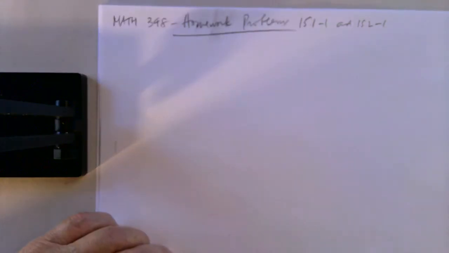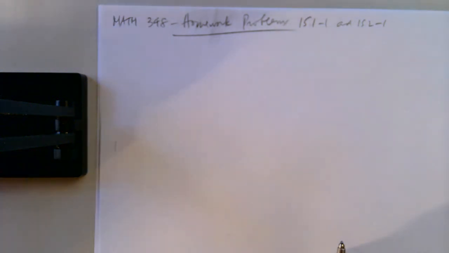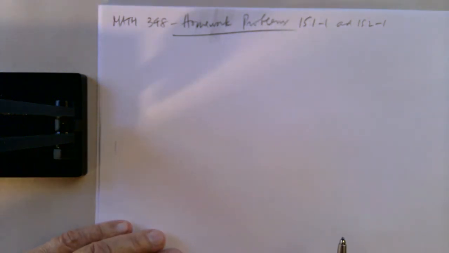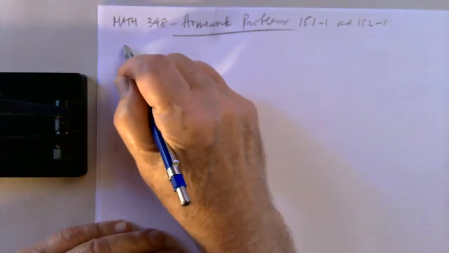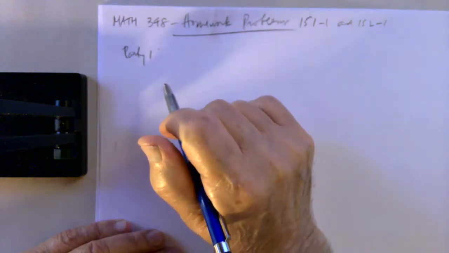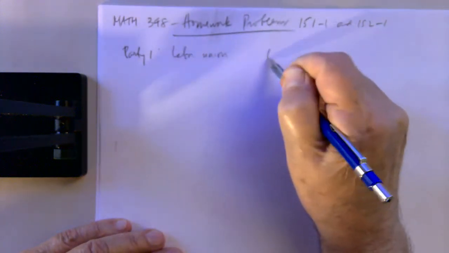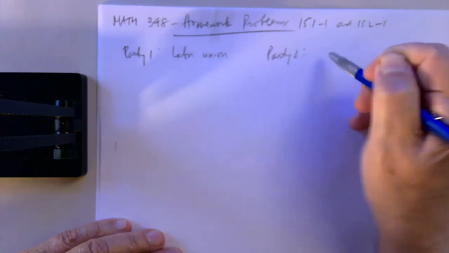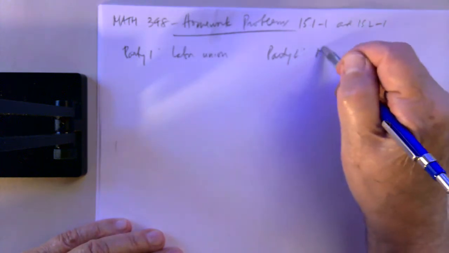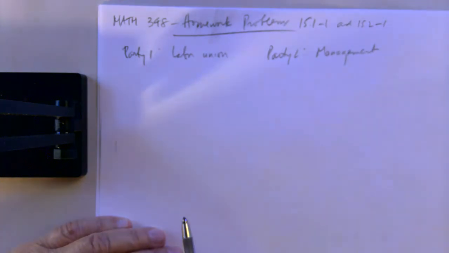Now, this is for Math 348, the two related problems on the homework, 15.1-1 and 15.2-1. So we have two parties. Let's say party one is the labor union, and party two is the management of a company. And they're negotiating for a new labor contract.